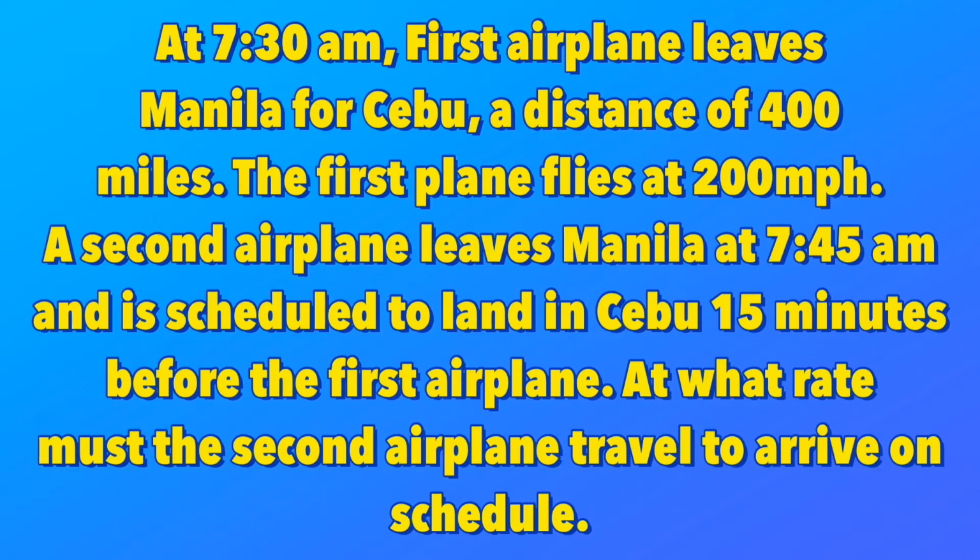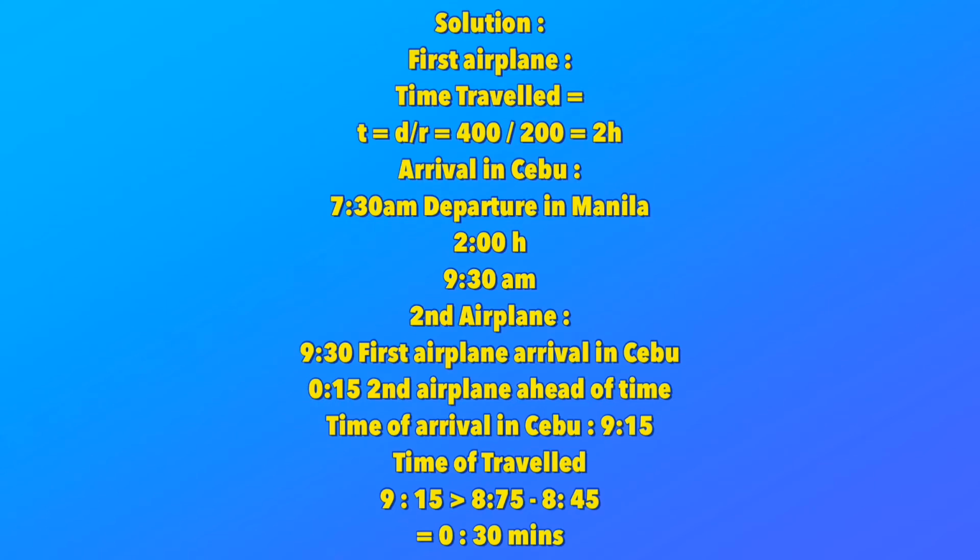So the problem is asking for the rate of the second airplane. Our solution: first airplane, we have to get the time of travel. So we will use the formula T equals D over R, and the distance covered by the first airplane is 400, and the miles per hour, or the rate, is 200. Then we divide: 400 divided by 200 is 2 hours. Okay, 2 hours is the travel time of the first airplane.